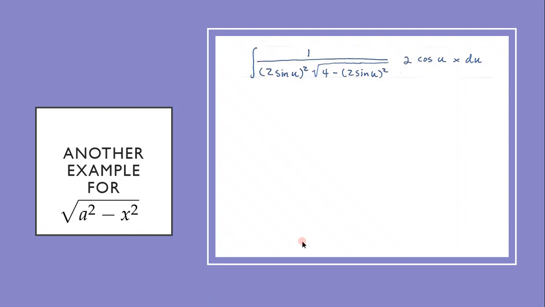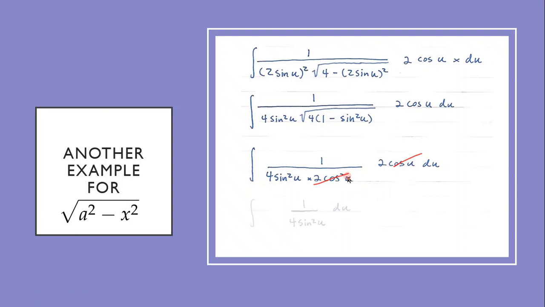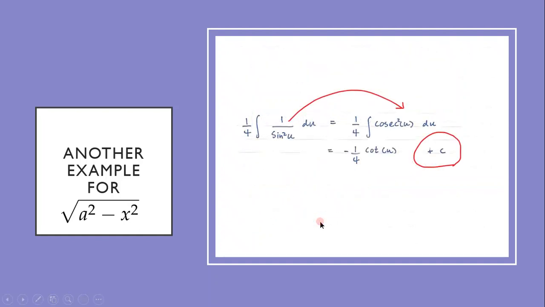So, substitute it all in, and as you can see, we get our 1 minus sine squared u when we factorize the 4 out, which is just 2 cos u. Yeah, that's not supposed to be a cos squared u, that's definitely 2 cos u, so they cancel out, and you get 1 over 4 sine squared u du. And so, you can change this to cosec squared of u if you want to.